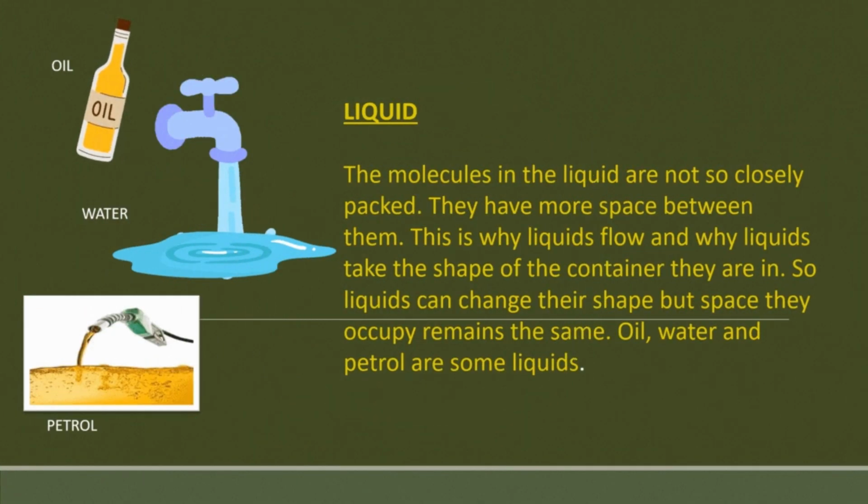Liquid. The molecules in a liquid are not so closely packed. They have more space between them. This is why liquids flow and take the shape of the container they are in. So liquids can change their shape, but the space they occupy remains the same. Oil, water, and petrol are some liquids.